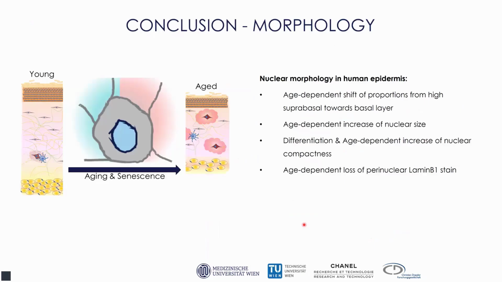So to conclude this first part, we saw that there's a shift of proportions from higher suprabasal towards basal layer due to epidermal thinning in aged tissue. There's an age-dependent increase of nuclear size, and we see also an age- and differentiation-dependent increase of nuclear compactness, and, as expected, an age-dependent loss of perinuclear lamin B1 staining.